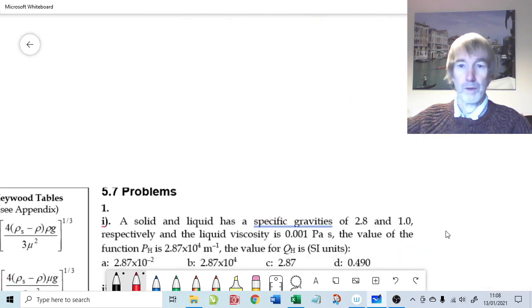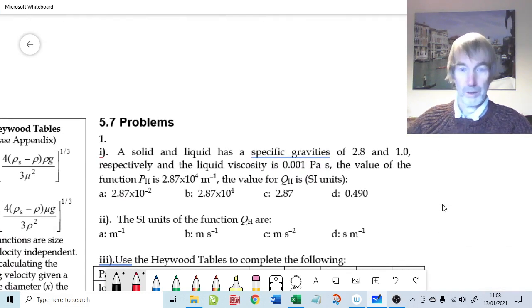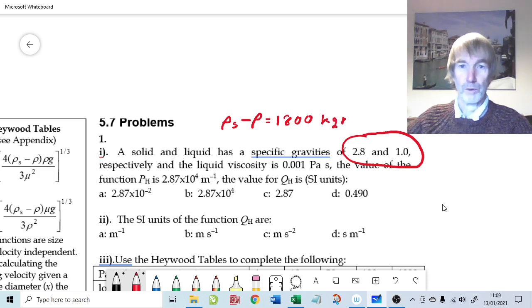Now let's have a look at the problems themselves. And before that disappears underneath me, I just want to point out that what we have here are specific gravities of 2.8 and 1.0 for the particle and the fluid respectively. And specific gravity is relative density, so clearly what we're talking about here is a density difference between the solid and the fluid that is going to be equal to 1,800 kilograms per meter cubed. The fluid is of course water. Water has a density of 1,000 kilograms per meter cubed.